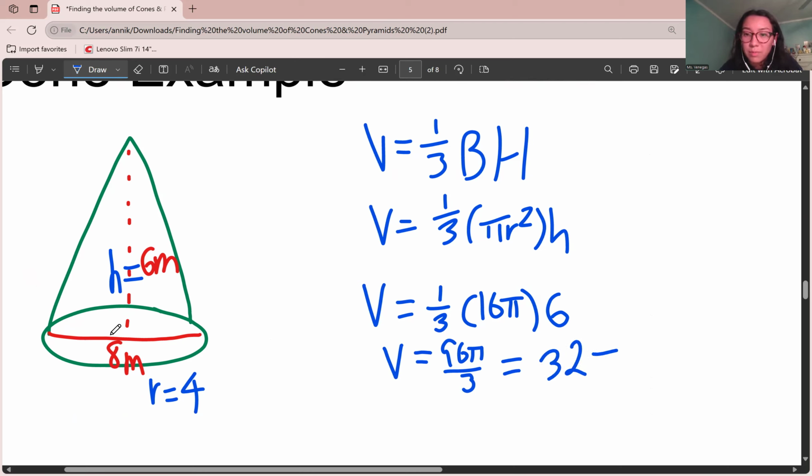Don't worry about putting pi into your calculator or anything like that. You can keep it in terms of pi. Pi is irrational, it could get a little ugly. And then don't forget your units at the end, meters cubed.